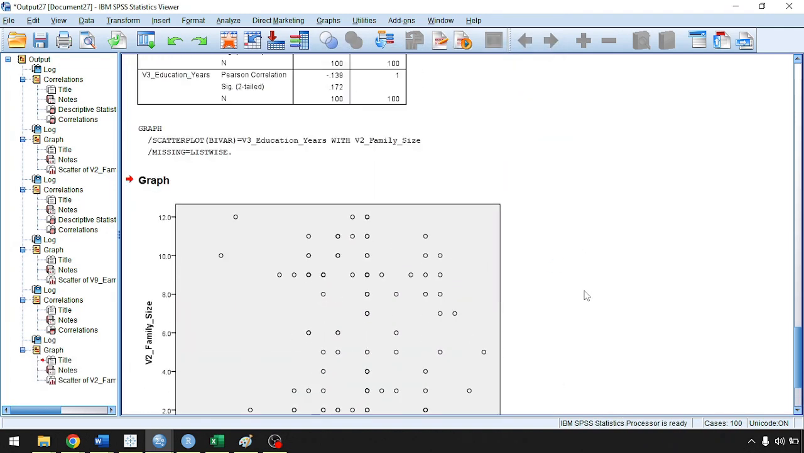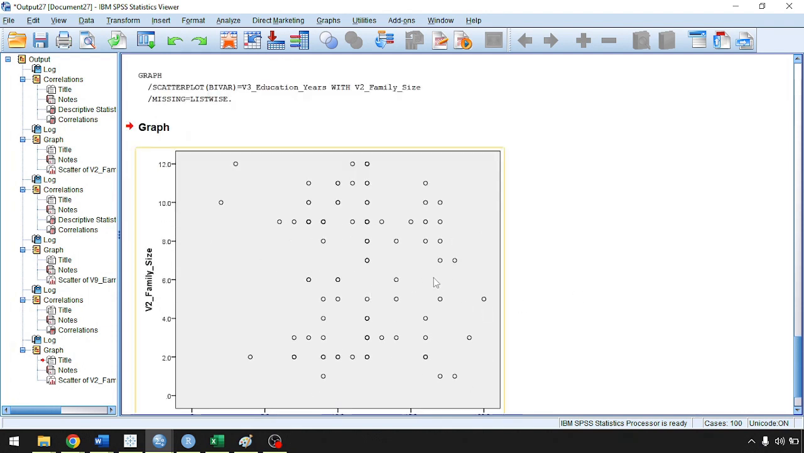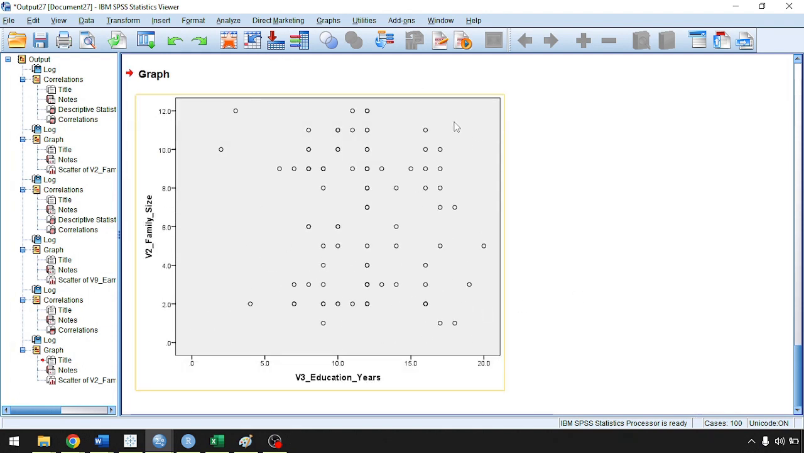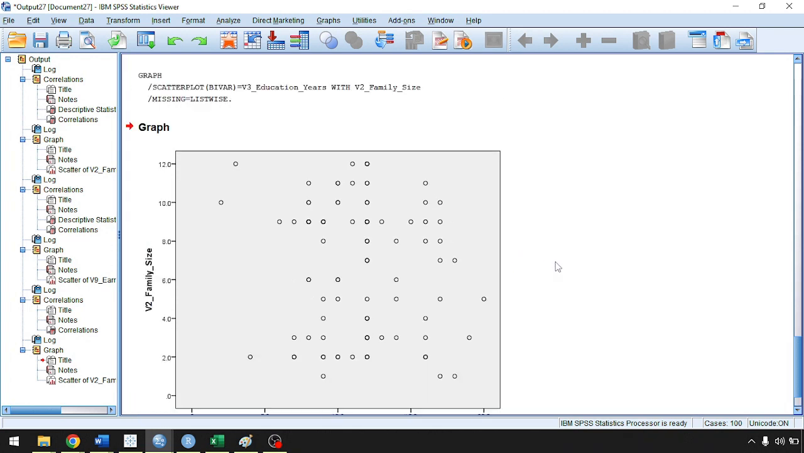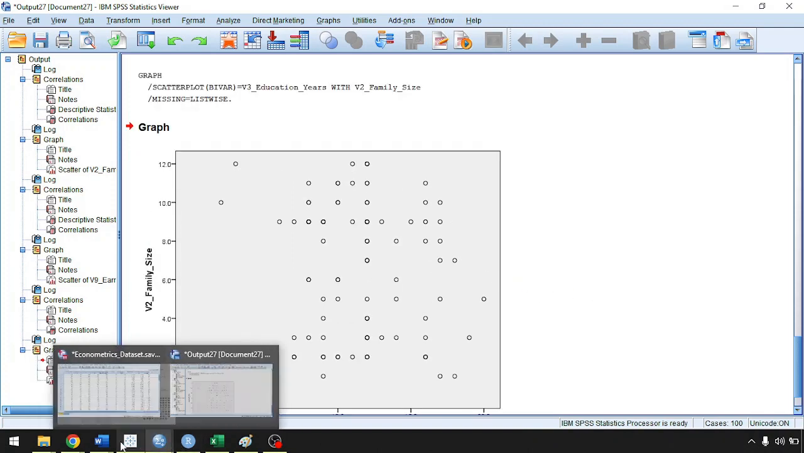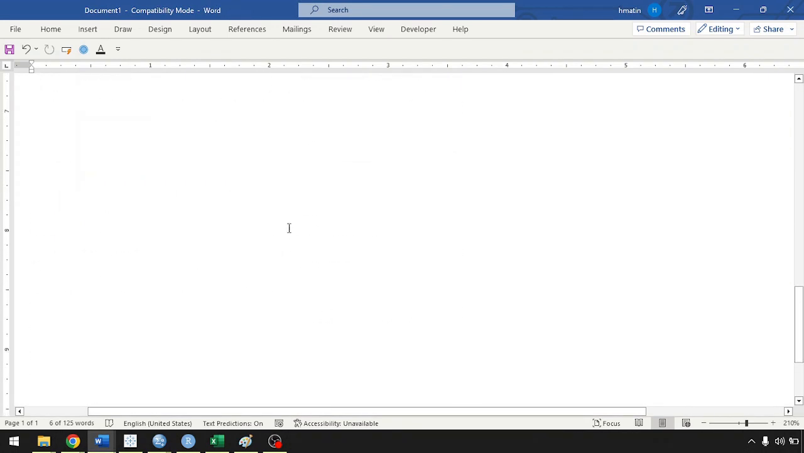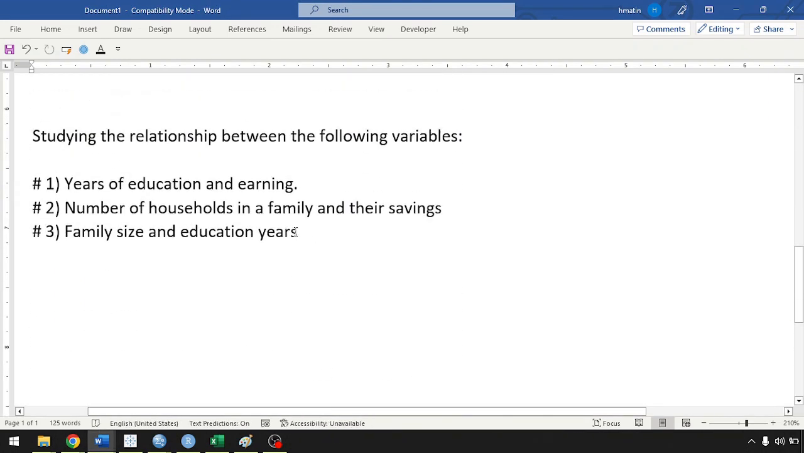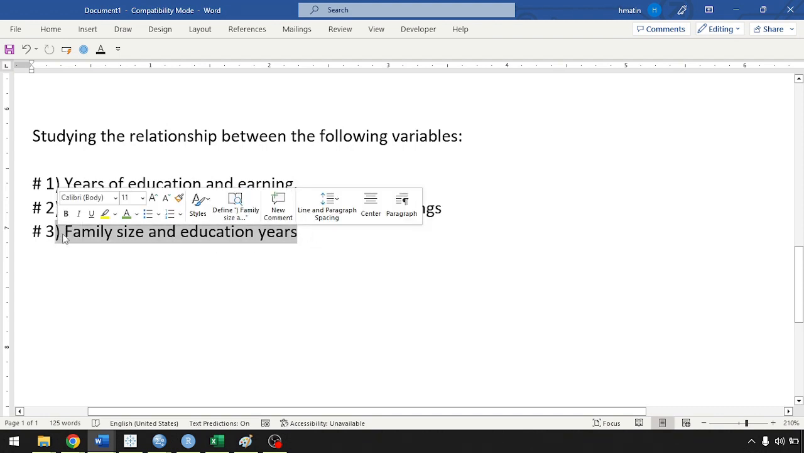There you go. As you can see, there is no trend, there's no shape in the way that these data points are scattered across the chart. So, as both the test and the chart indicate, there is no relationship, and for number three, we can say that there's no relationship between family size and education years, and that this relationship is not statistically significant.